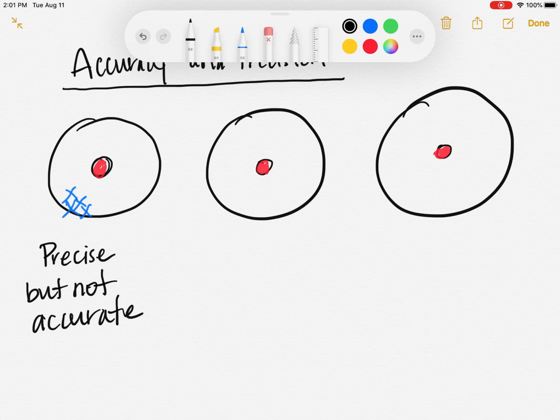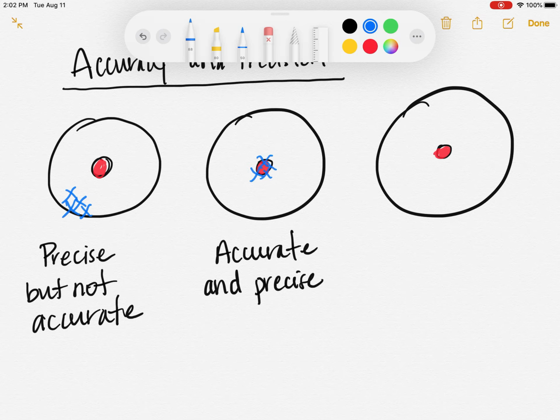All right, let's do another one. Let's do accurate and precise. So, of course, this one, what would accurate and precise look like? Well, to be accurate, you need to be hitting the bullseye, and to be precise, you need to be hitting the bullseye most of the time, right? All of your darts. So, again, you would have pretty much all of your darts centered around that bullseye.